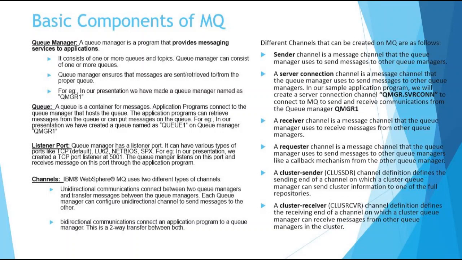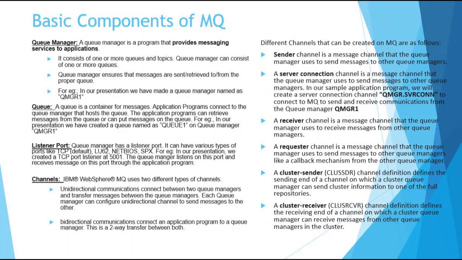In channels, we have unidirectional and bidirectional channels. A unidirectional channel is used while communicating between two queue managers. So if you have multiple queue managers in your project, one queue manager can talk to another queue manager using the unidirectional channels. In bidirectional channels, we have an application program talking to the queue manager, in which the communication is bidirectional, like the application sending out the messages and the queue manager sending back the responses, or the application is able to receive the message back from the queue manager. So this is a bidirectional channel.